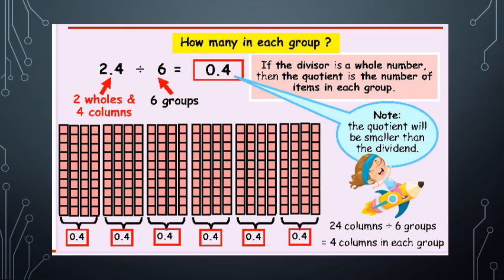Another exercise, 2 and 4 tenths divided by 6 groups. We have 2 whole and 4 columns. We divide it into 6 groups. What is the number in each group? 4 columns means 4 tenths. So each of the 6 groups is 4 columns, or 4 tenths.